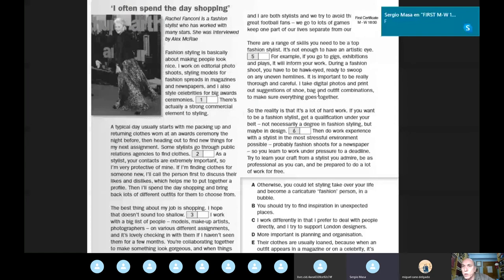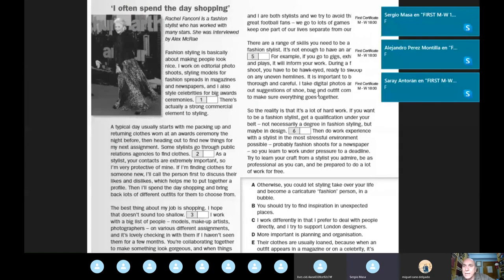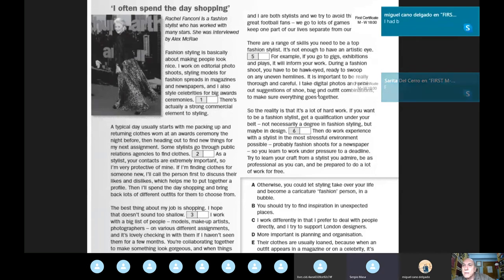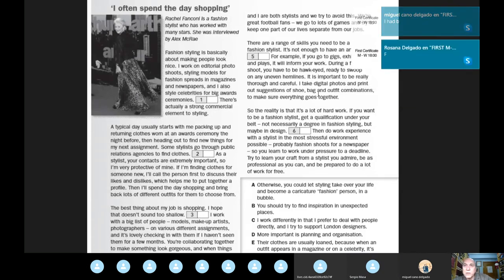Number six, opinions. F for Sergio. Alex coincides with Sergio. Sarai too. Sylvia thinks it's letter D. Esther F. Sarah F. I don't see Mike. Mike B. Well, it is letter F, friends. Rosie, yes, it's letter F.